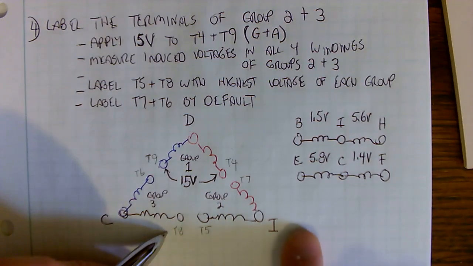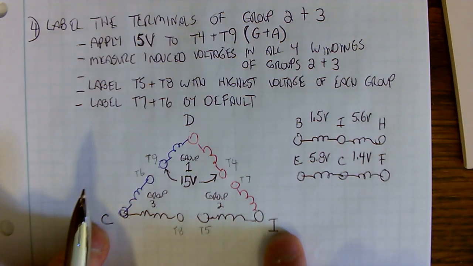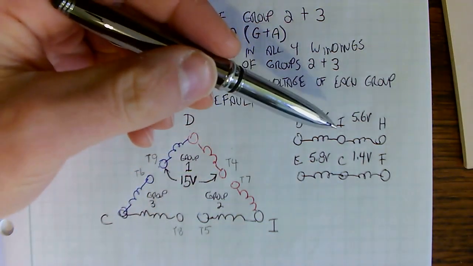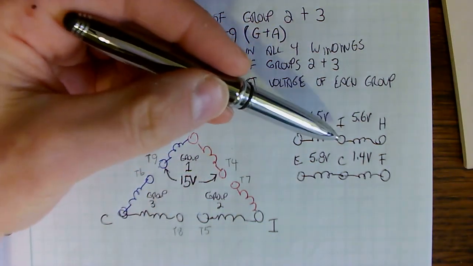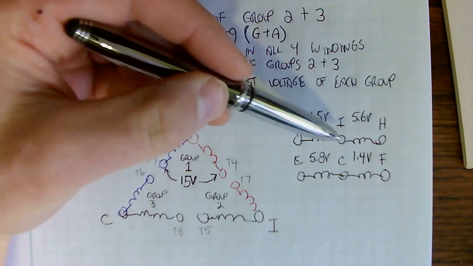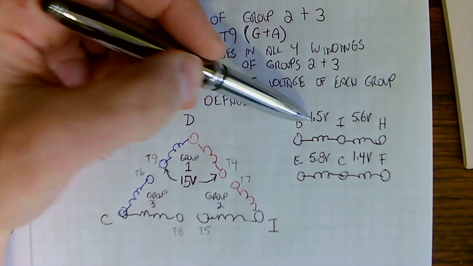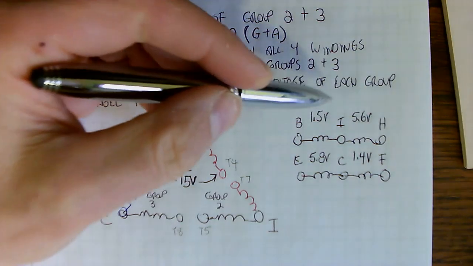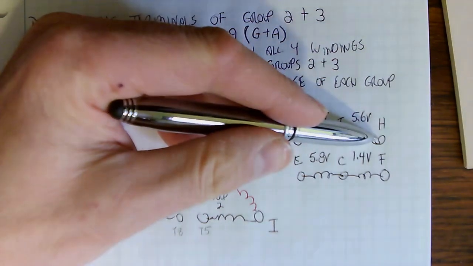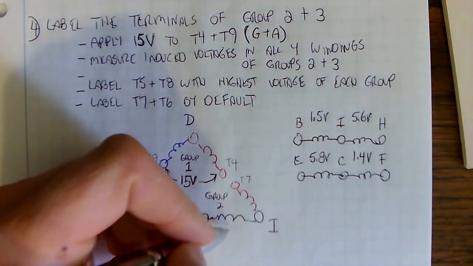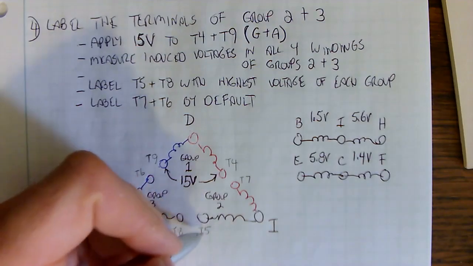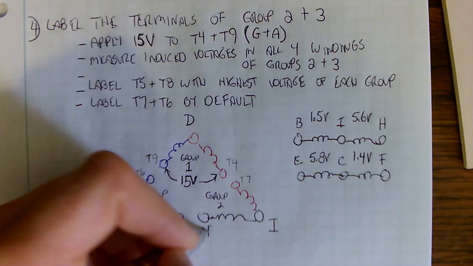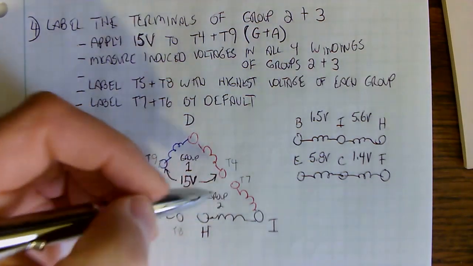So let's look. Now remember, I and C can't change. That's our benchmark. So they are always going to stay. So let's go with the group 2 winding here. Well, between I and H is 5.6 and between I and B is 1.5. So it says with the highest voltage, label in this case T5. So does it make sense? I is attached to H, that's the highest voltage. So this is going to be 5.6 here. We don't really care about that as much as labeling T5 with the letter H, because this is going to be the highest voltage.